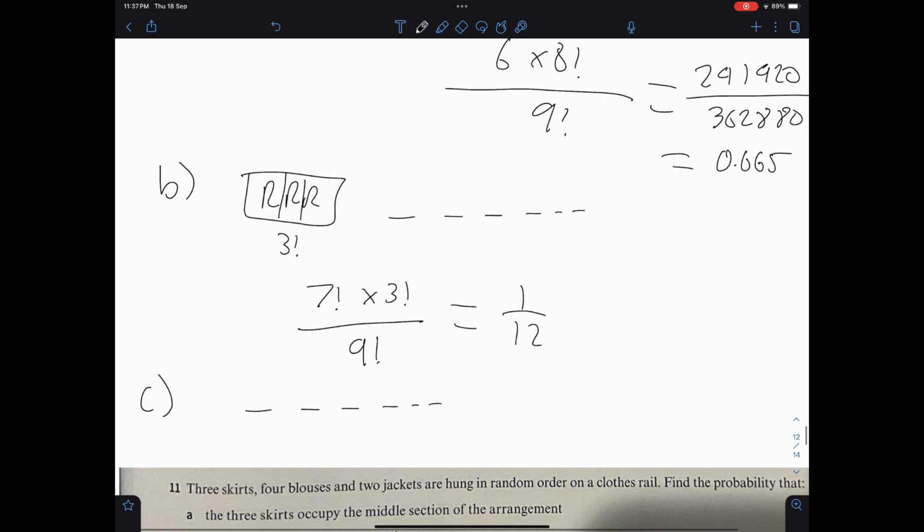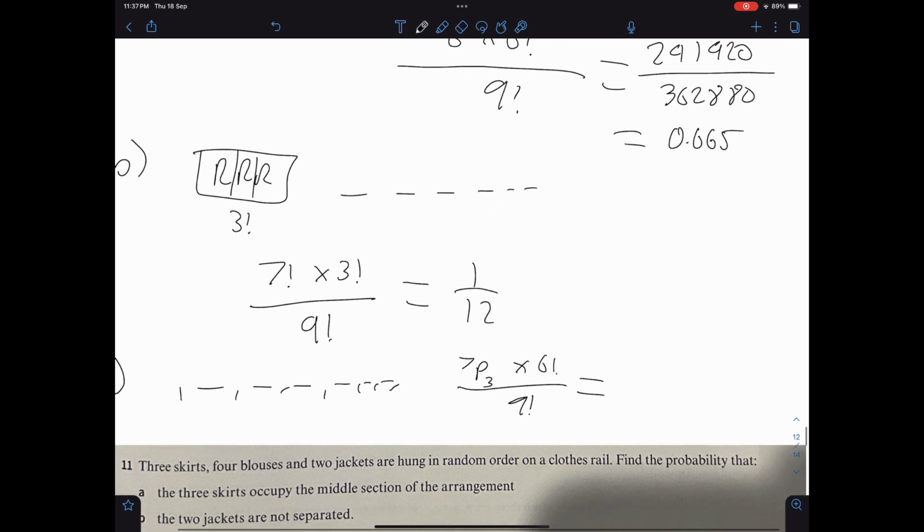We just need to do, okay, 1, 2, 3, 4, 5, 6, 7. 7P3 to arrange the red rose bushes in the gaps. Multiply it by 6 factorial. Then divide this by 9 factorial. Now this should just be 5/12. Something went wrong with the calculator. 1 over 288. Working is all correct though.